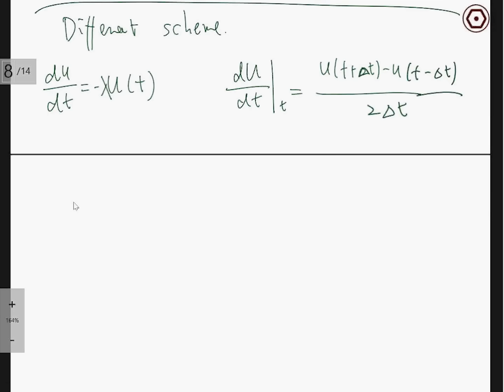Okay, so let's do two things. One is, why is this a valid approximation to the derivative? Two, if this is a valid approximation of the derivative, how do I make this a scheme of solving an ODE? So anybody has an idea how to answer either of the two questions? Yes? It's the definition of the derivative, but the definition of the derivative involves a limit.